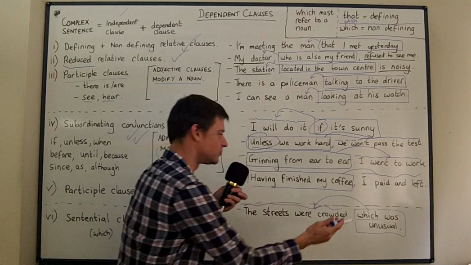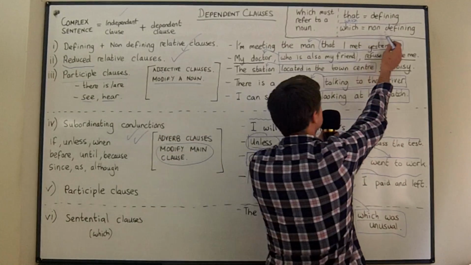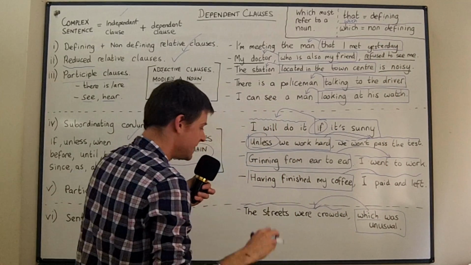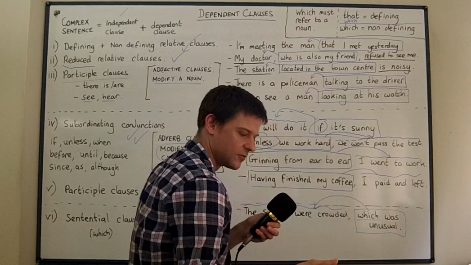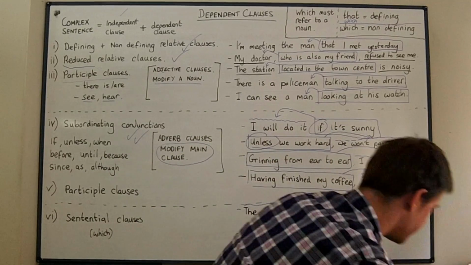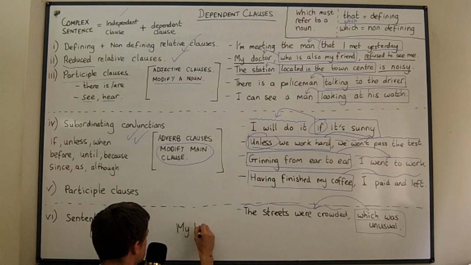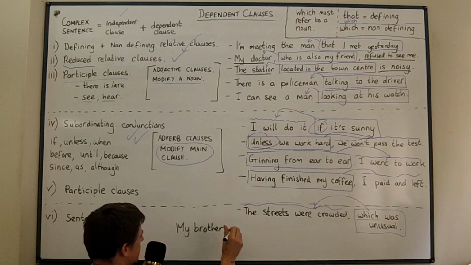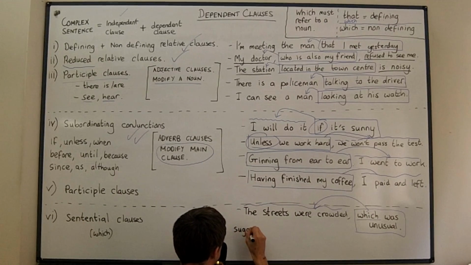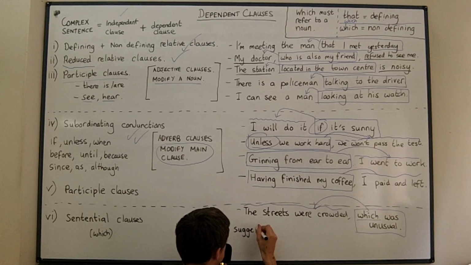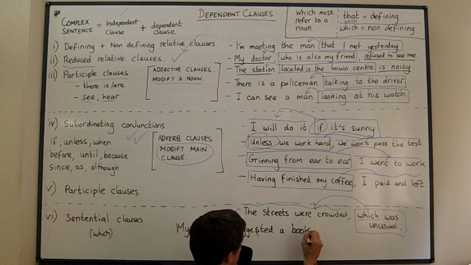In some exams, "which" may only refer to a noun, and it may only be used in non-defining relative clauses. Let me just give you a quick example before we finish of what is possible in Britain but wouldn't be possible in America. Something like this. My brother suggested a book which was awful.